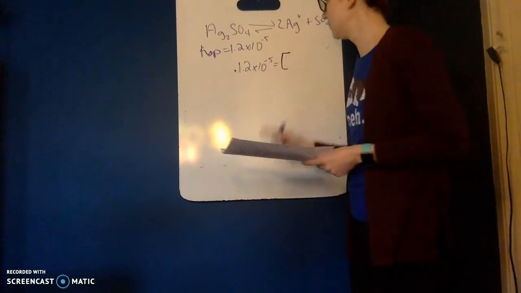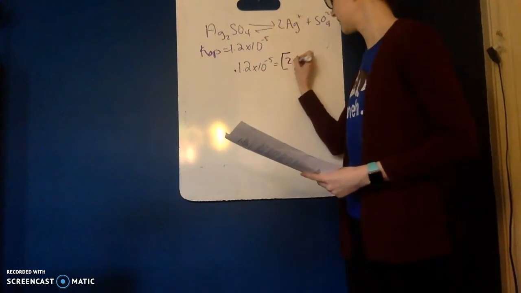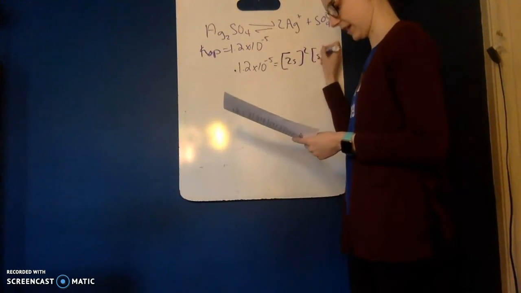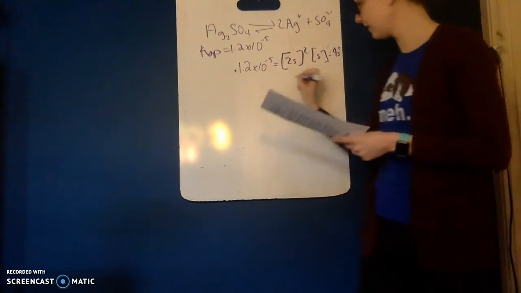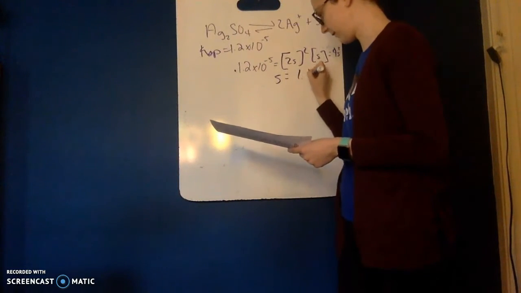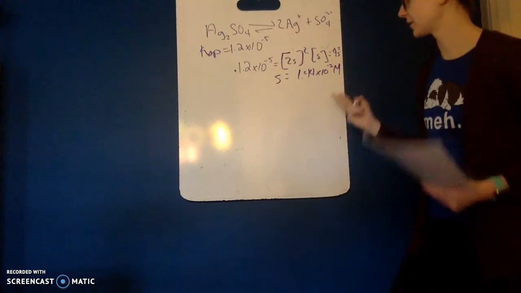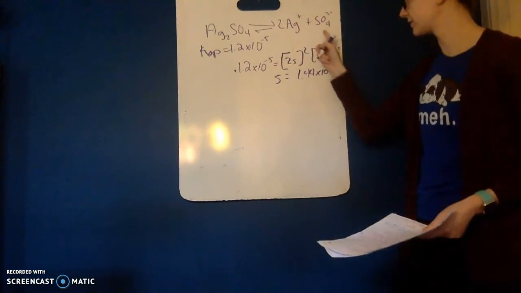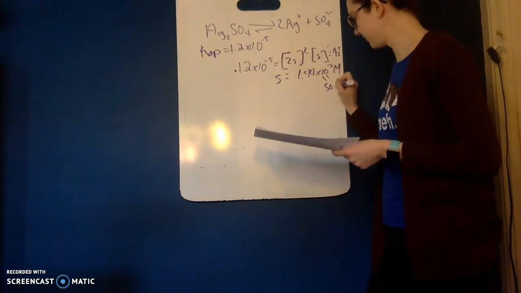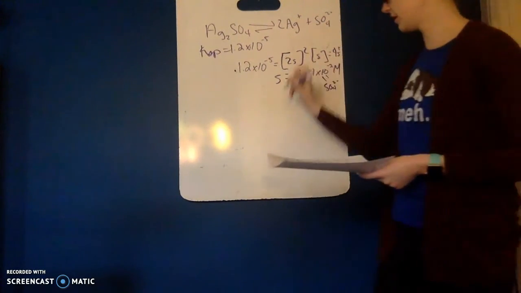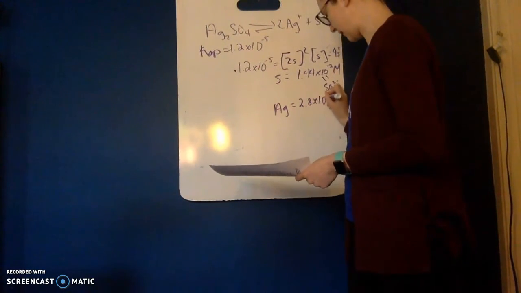So I'm going to write that, since silver sulfate is a 2-to-1 ratio for formula units, 2S squared times the concentration S, which equals 4S cubed. And S is equal to 1.44 times 10 to the negative 2 molar. So at this equilibrium, the concentration of sulfate is 1.4 times 10 to the negative 2, and the concentration of silver is going to be 2.8 times 10 to the negative 2 molar.